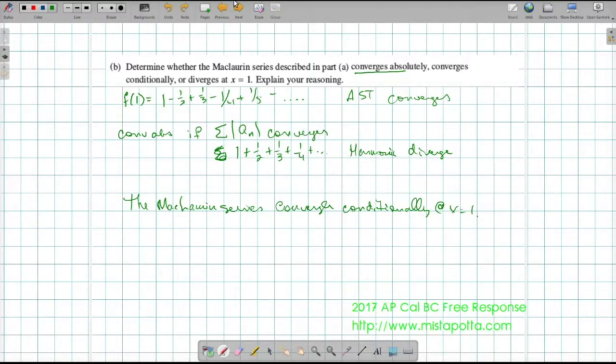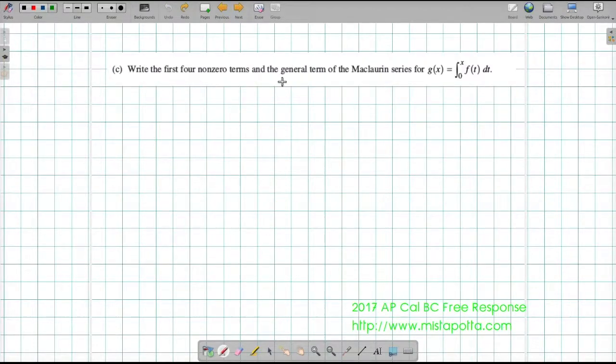So, moving on to part 3. Part 3, they want the first 4 non-zero terms and the general term of the integration of this. So keep in mind that f of x, as we wrote it, was x minus x squared over 2 factorial plus x cubed over 3 factorial minus x to the fourth over 4 factorial plus stuff. And remember, I had negative 1 to the n plus 1 x to the n over n.